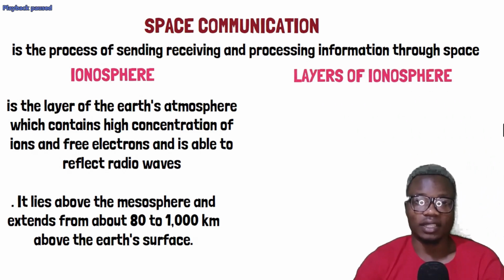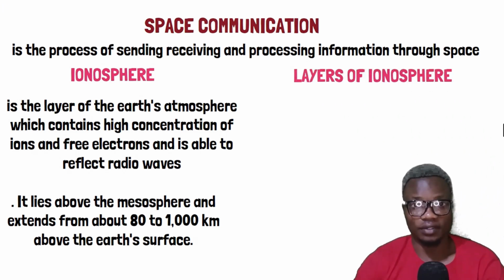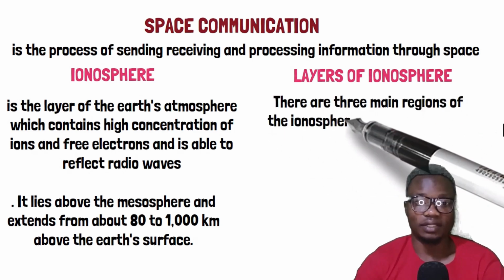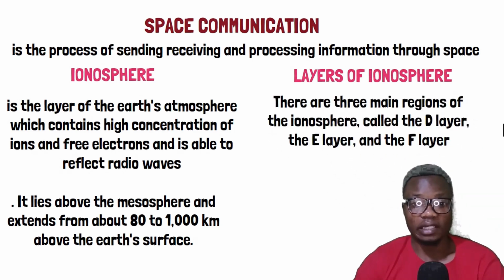So let us see the layers of the ionosphere. The most important layers of the ionosphere we're going to discuss here are 3 layers. We have the D layer, we have the E layer, and we have the F layer. So let us start with the D layer.